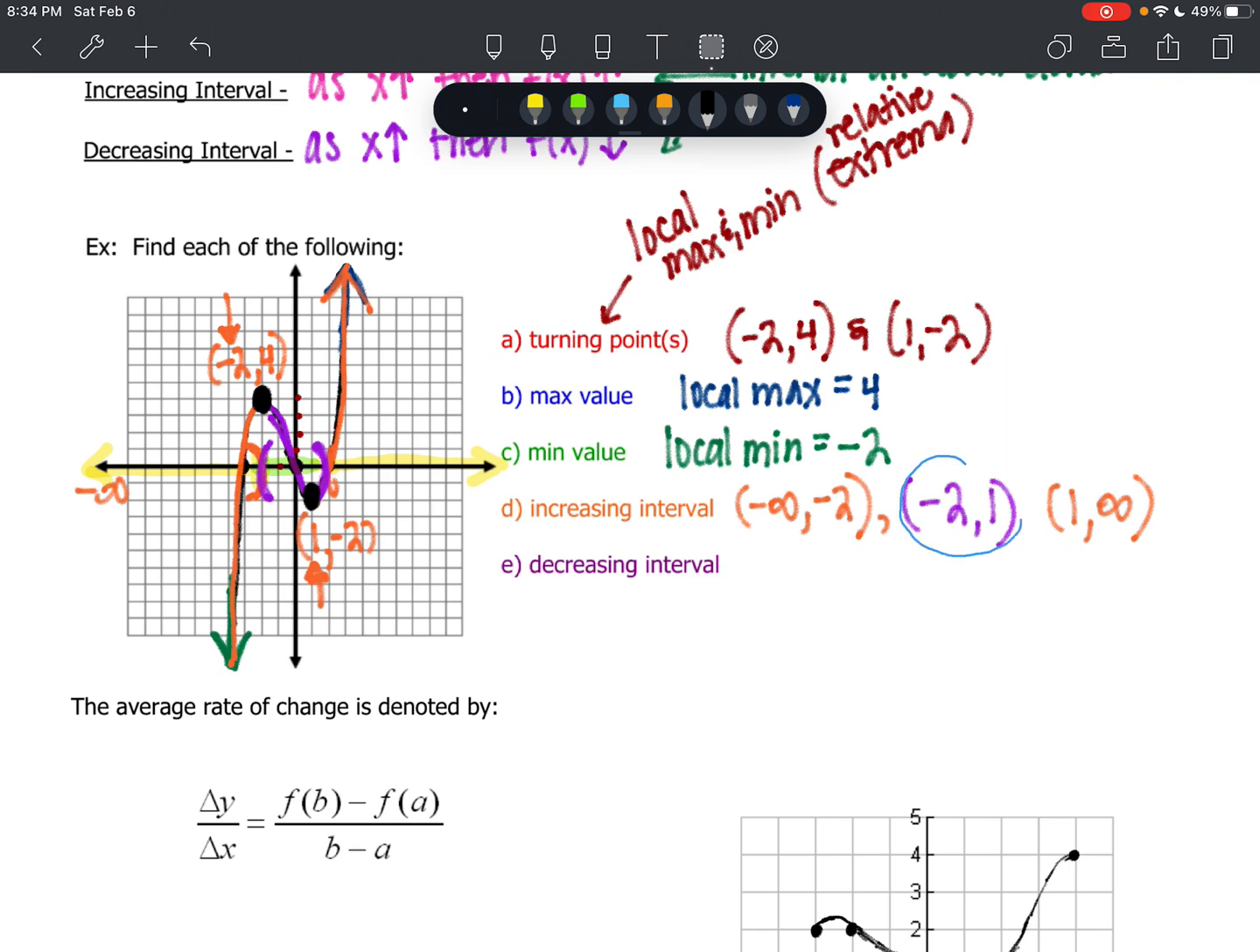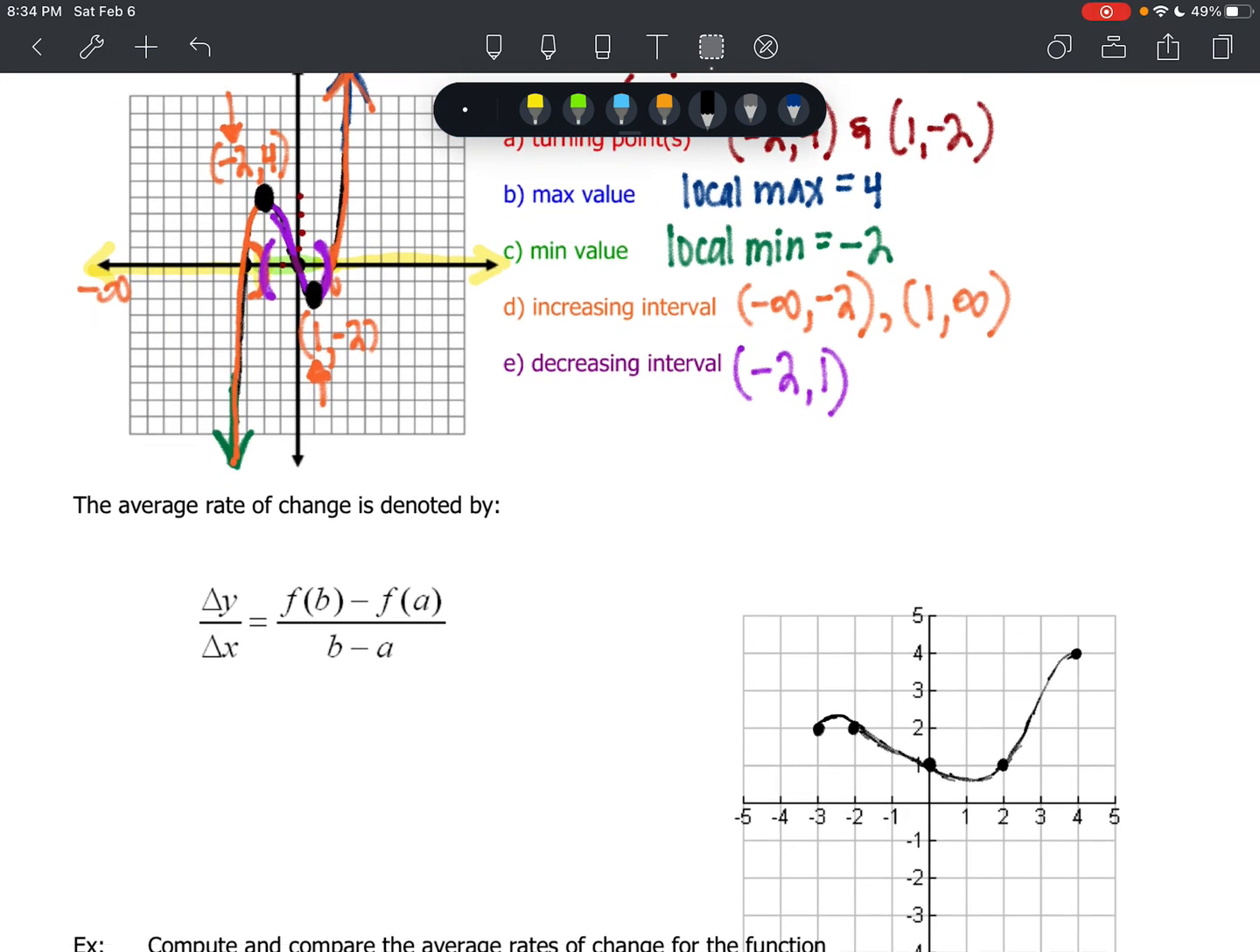Now, negative 2 to 1 is a decreasing interval, whereas negative infinity to negative 2 and 1 to infinity are where your graph is increasing, where your function values are increasing as x increases. Now, the average rate of change, we've done in earlier algebra classes. Typically with a straight line, we think of the average rate of change as being the slope. And that's what this formula is here. It's the slope formula. It's the change in y over change in x.